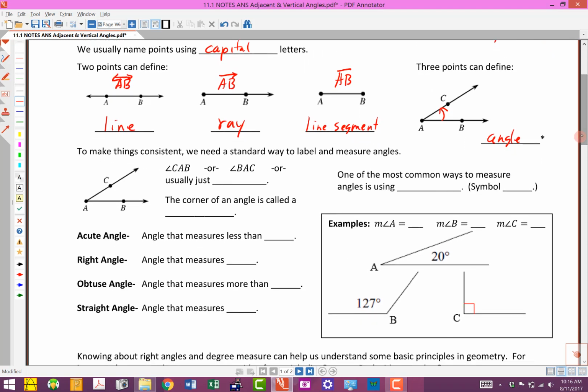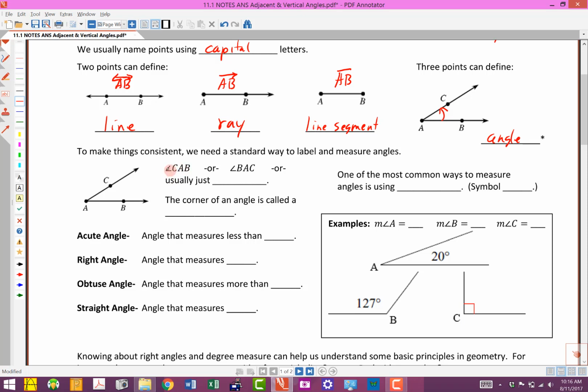In order to make things consistent and standard, we need a way to label and measure our angles. So I want you to take a look at this right here. This is very typical. We've got a copy of that angle right here, and then there are several different ways that we can name that angle. We can name that angle angle CAB.